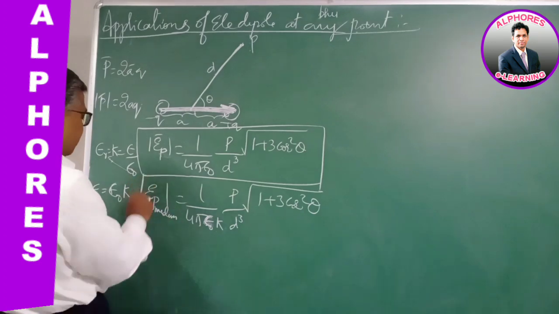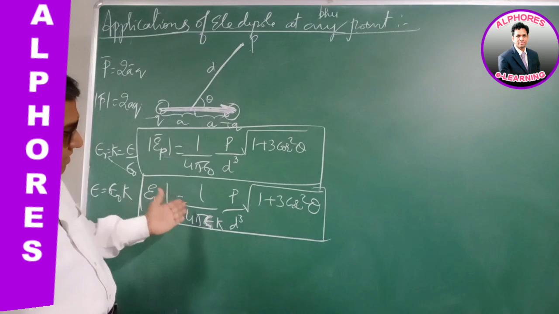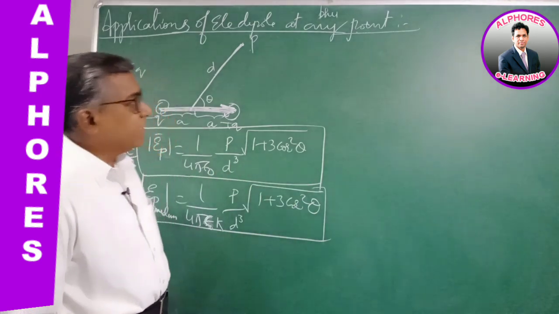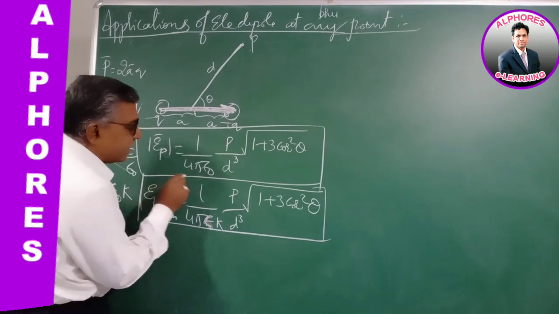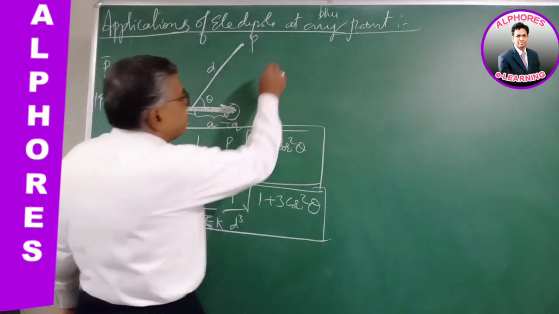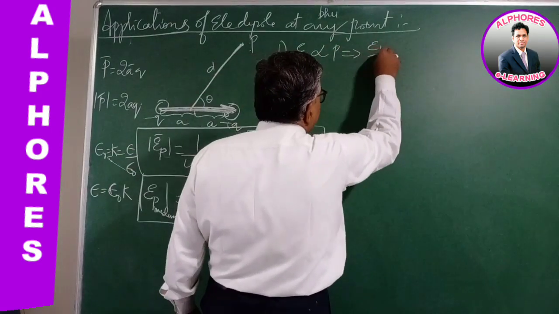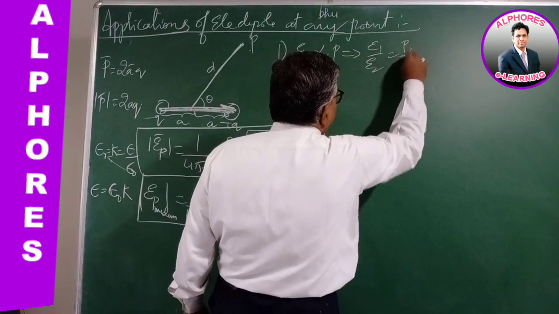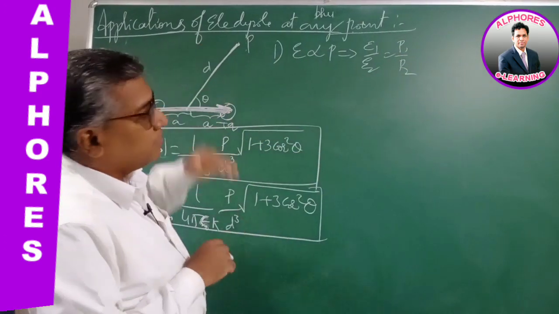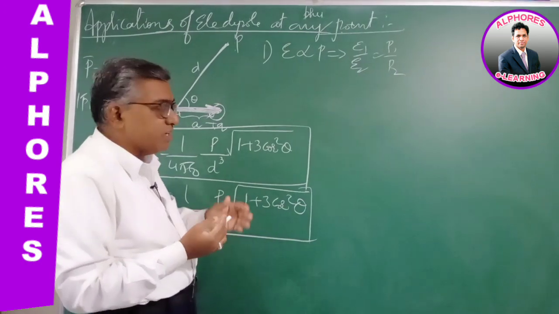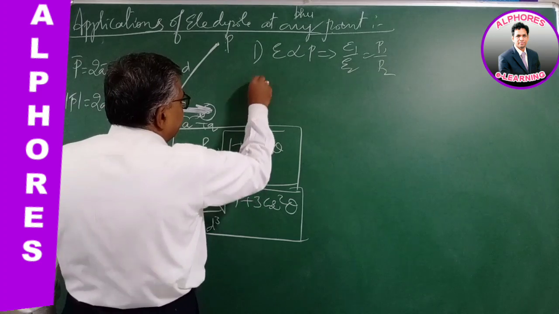Now, on what factors does this electric field intensity depend at any general, arbitrary point? First, the electric field intensity is directly proportional to P. So E1 by E2 is P1 by P2. The stronger the dipole moment, the stronger will be the field at that point. The more the dipole moment, the more the electric field. So E is directly proportional to P.